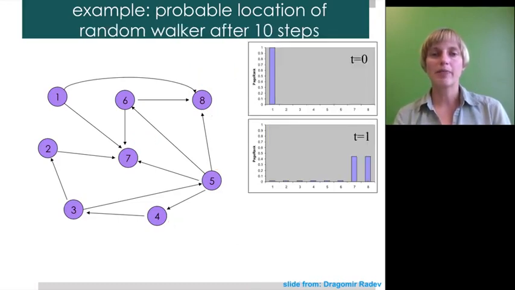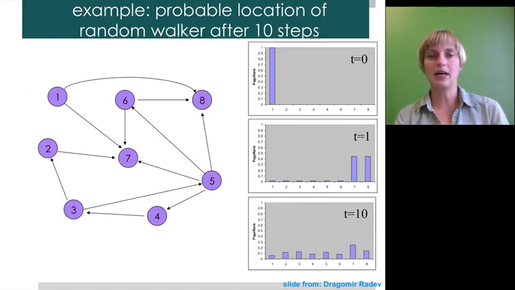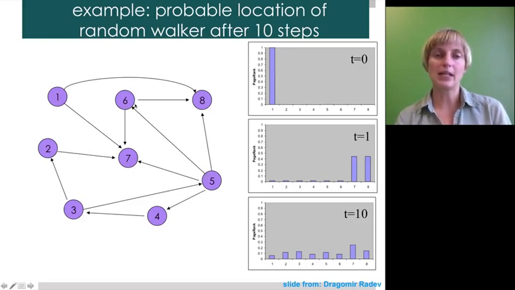If we go on and look at what happens after 10 steps, you find that there's a lot of probability around 7, and this indeed makes sense because 7 not only has high in-degree, but some of those nodes, like 2 and 5 and 6, actually have other nodes feeding into them, and so recursively 7 should have high PageRank.